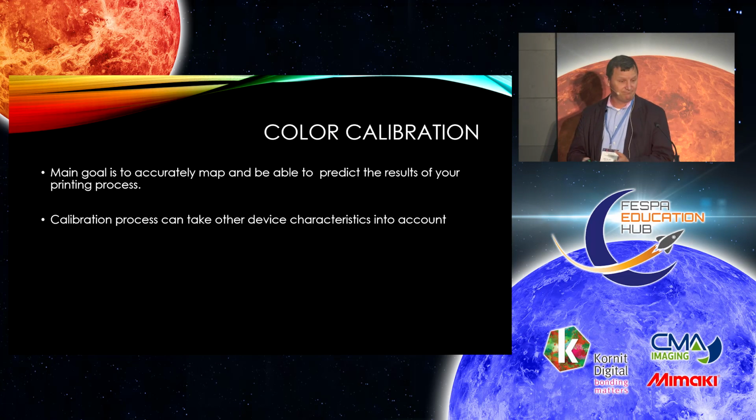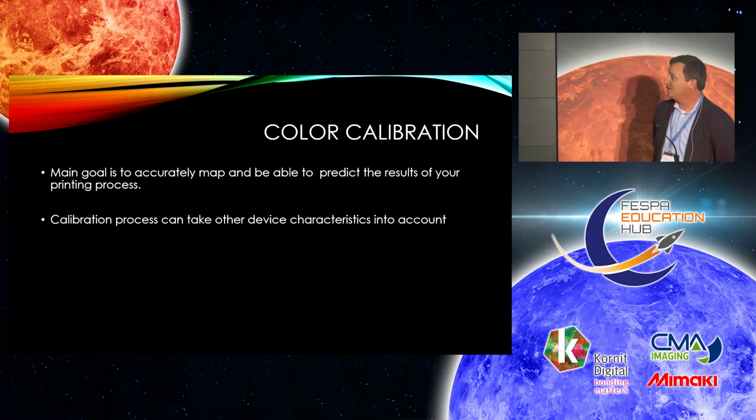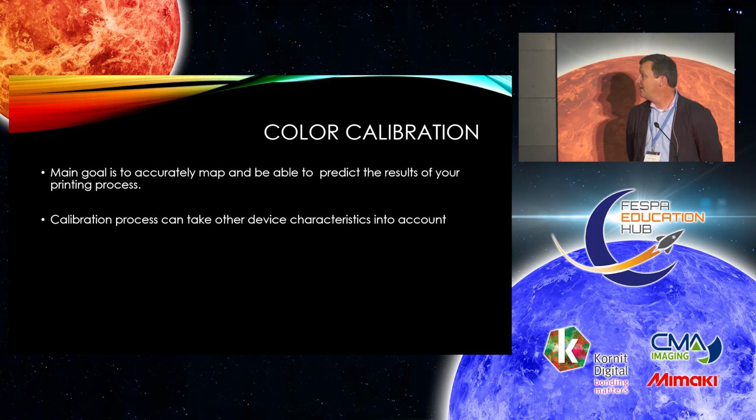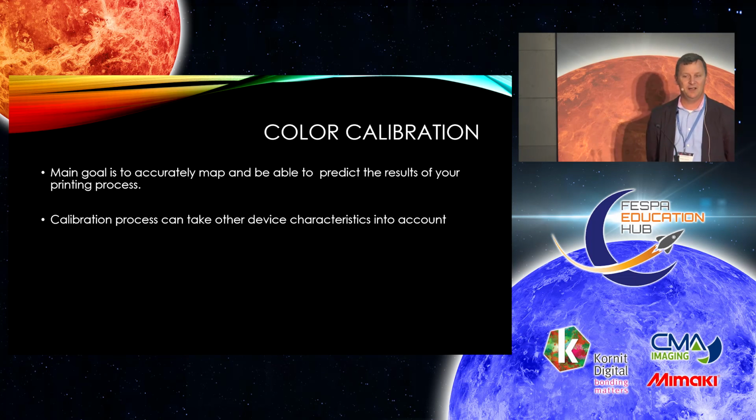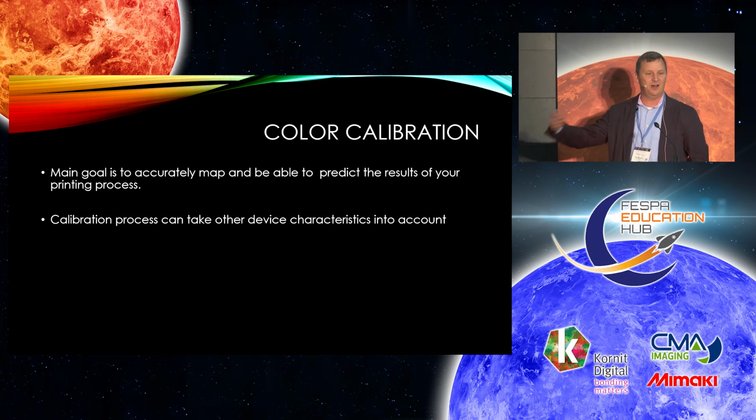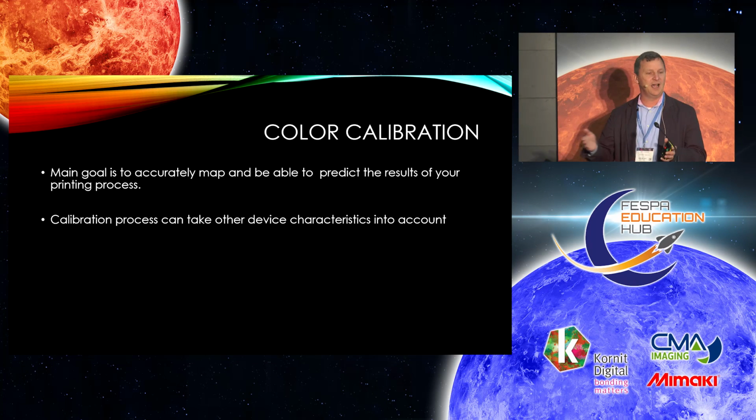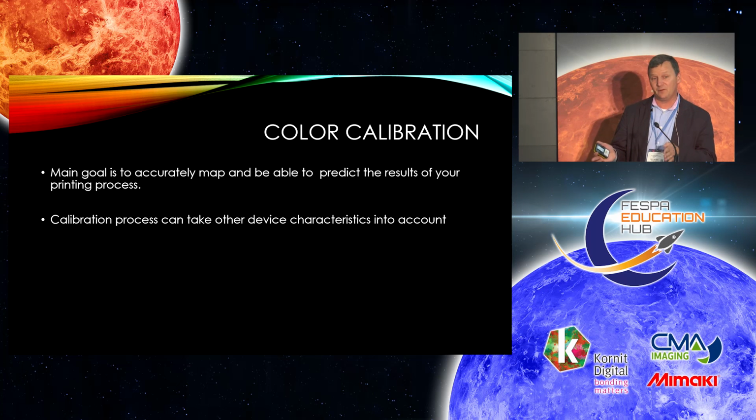Color calibration is the meat and potatoes of getting good color on your textile printing. The main goal is to accurately map and be able to predict the results of your print processes. If you put a value in your file, you want to know what to expect back off the printed fabric. The calibration can be a standalone calibration if you have just a single line of textile printing, or you can calibrate back to different lines and different processes.